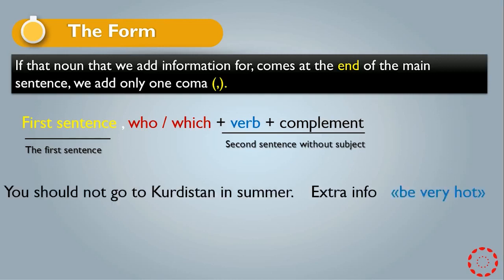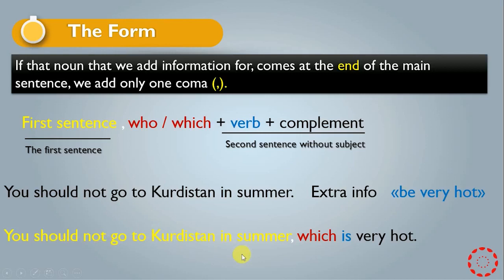You should not go to Kurdistan in summer. It asks to add extra information and use "be very hot." So the sentence became like that: As you see, this is the first sentence, the yellow one. You should not go to Kurdistan in summer, comma, which is very hot. And so we will use verb and complement in the second sentence without the subject.